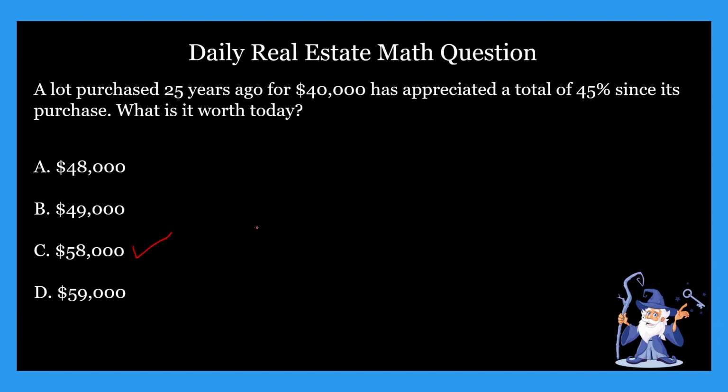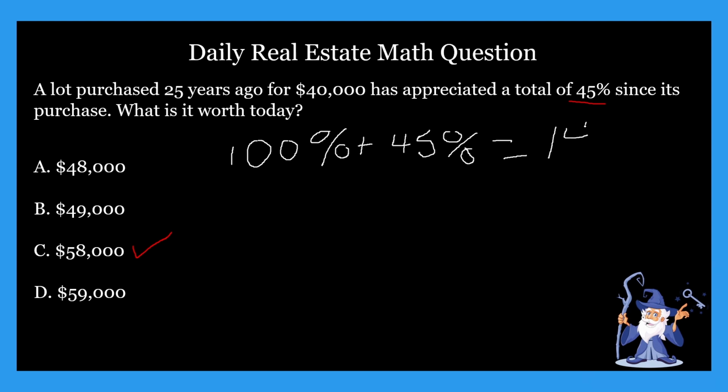So how do we do that? Well, first things first, you have to look at this 45%. That is the total that it appreciated. Now, remember how earlier this week when we were doing depreciation, we took that 100% and then we subtracted? Well, in this case, since we're appreciating in value, we have to add. So we're taking 100% plus 45%. And this is why it was so important to do that step earlier on in this week, so that now you can fully understand these percentages and how they work in our favor. So what's that giving us? That's giving us 145%.